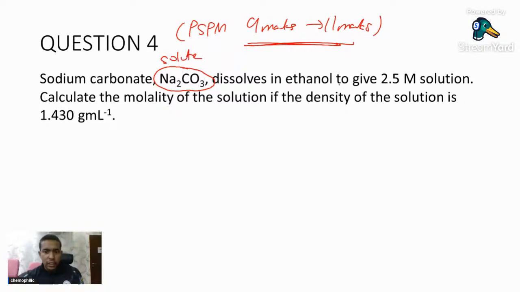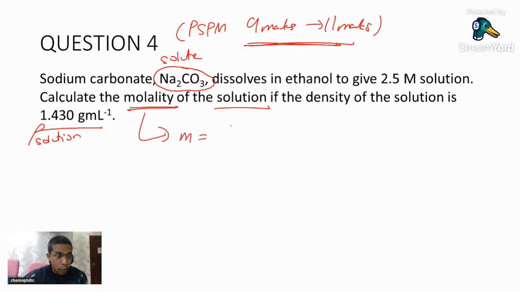Okay, dissolve in ethanol to give a 2.5 molar solution. Calculate the molality of the solution if the density of the solution is 1.43. So this is the density of solution, 1.43. Then the question asks you to calculate molality. So molality, m, is equal to mole of solute divided by mass of solvent in kilogram.